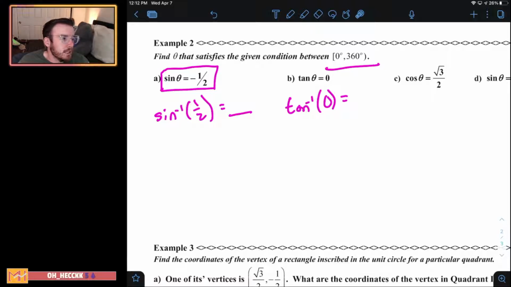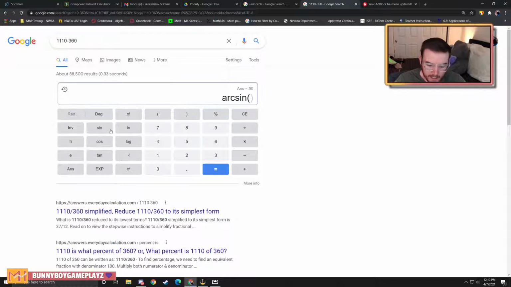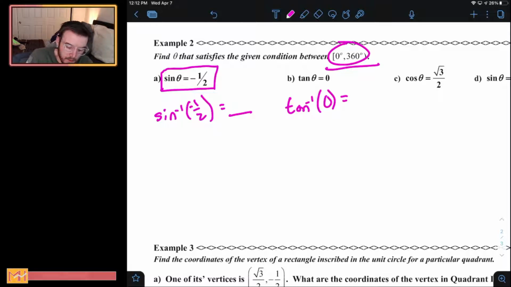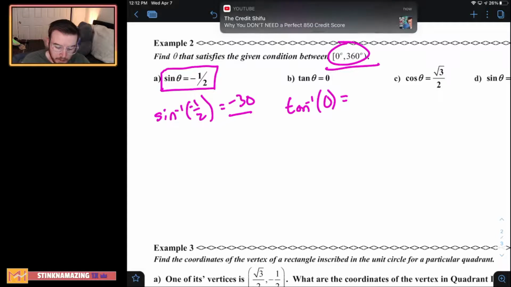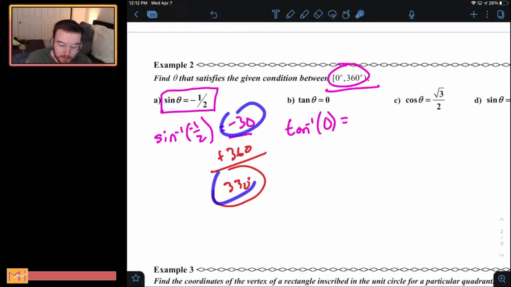Let me bring up my screen here. Make sure you're in degree mode. When you inverse sine -1/2, it's going to tell you -30 degrees, which isn't wrong. That's not wrong. However, that is not between 0 and 360. So what should we do? We should add 360 to this to find a coterminal angle. And when you add 360 to that, you get 330. 330 and -30 are the same thing. So we just found a positive solution.